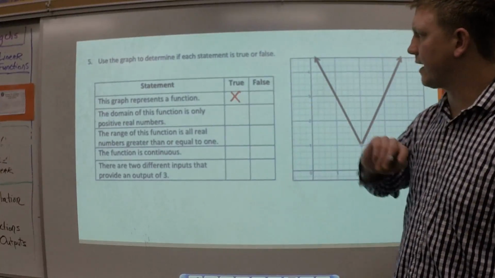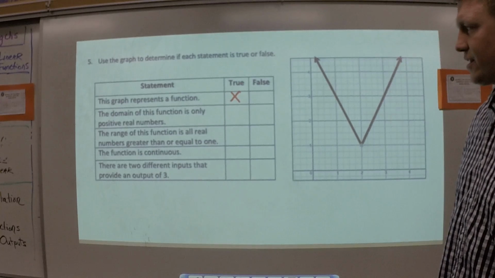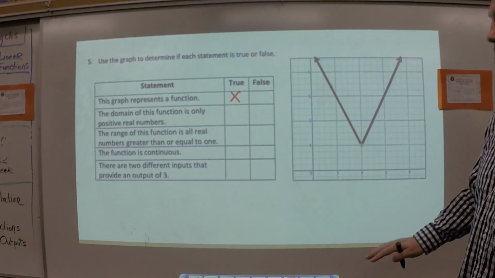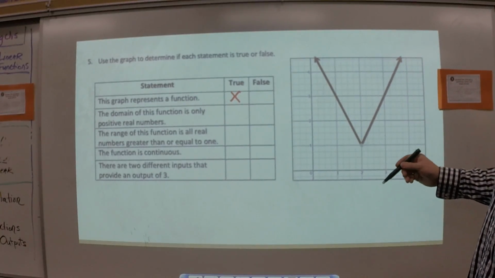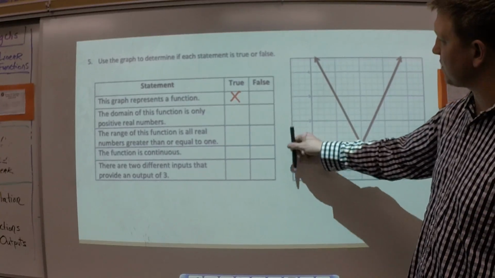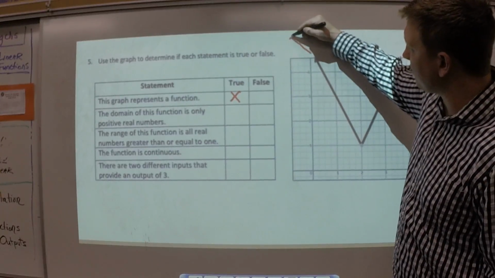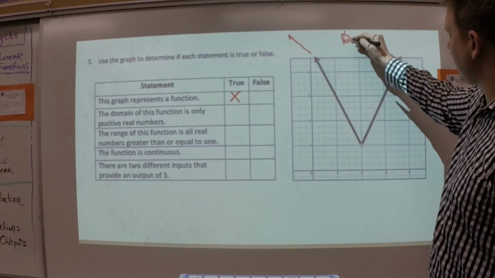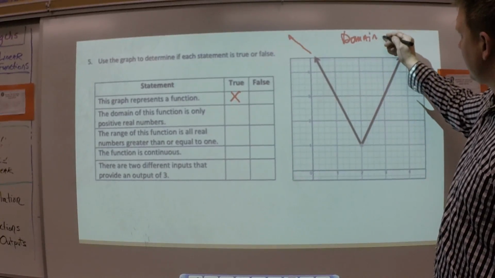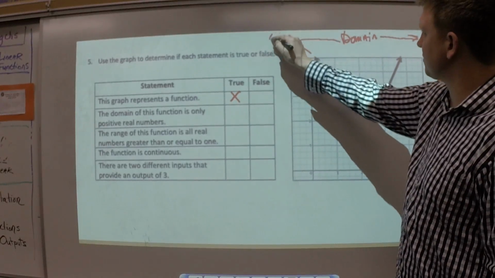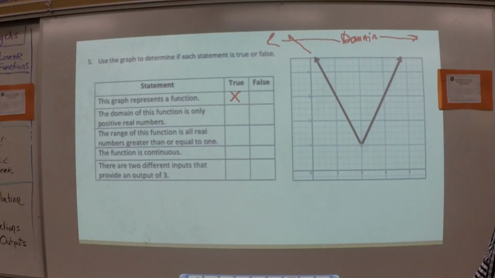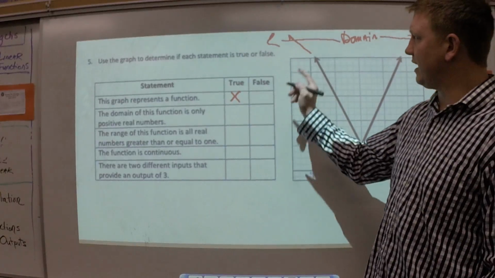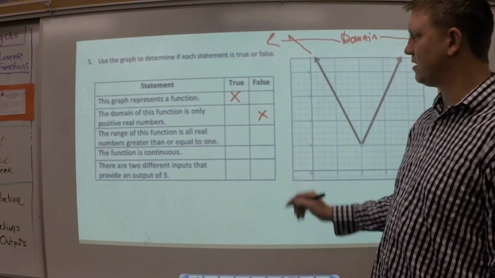So true, okay? The domain of this function, x values, is only positive numbers. So the x values go this way. Well, they'll keep going that way, right? Remember, the domain is the span this way and this way of all the x values that work. Well, it keeps going forever and ever and ever in the negative direction, so this is false.